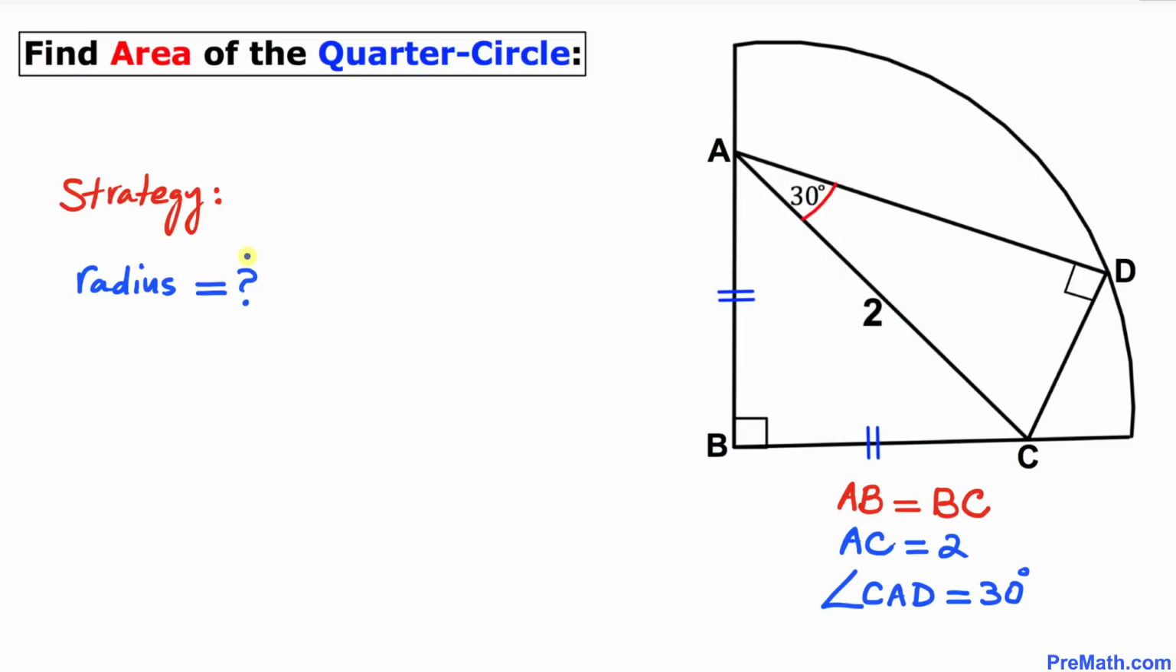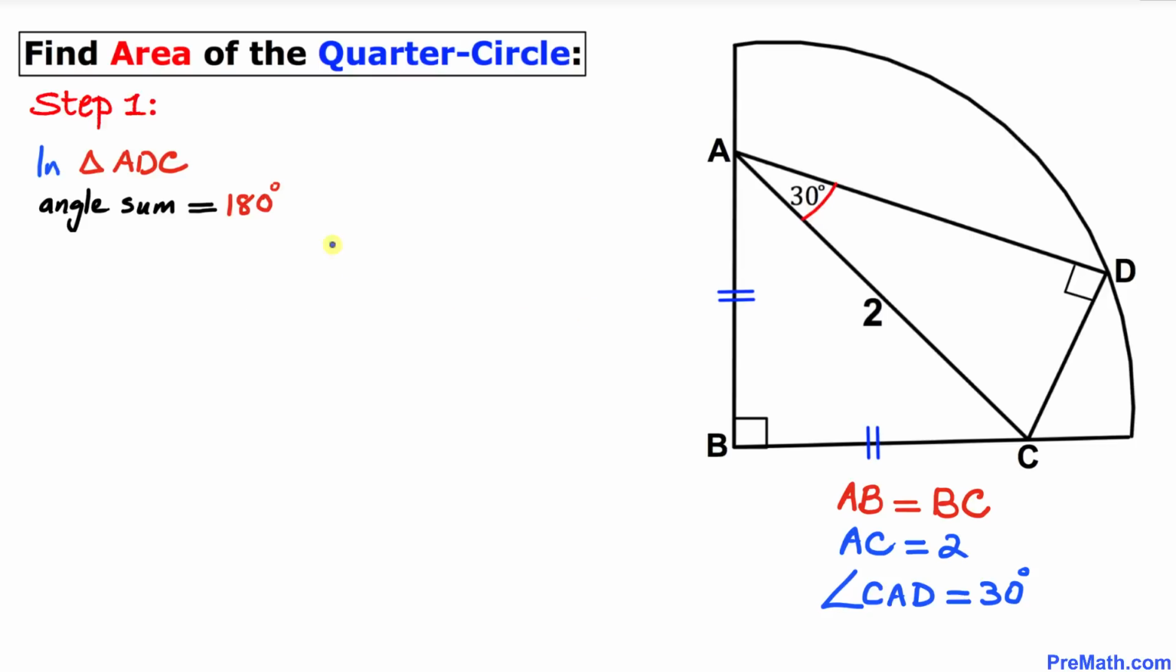And here's our strategy. We must find the radius of this quarter circle before we could calculate the area of this quarter circle. And here's our very first step. Let's focus on this right triangle ADC, and we know that the sum of the angles of any triangle is 180 degrees. We know this is a 30-degree angle. This is a right angle, meaning this is 90 degrees. So this angle C has got to be 60 degrees. Therefore our angle ACD turns out to be 60 degrees.